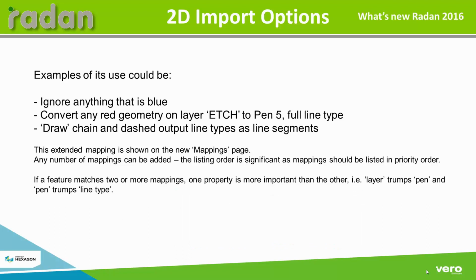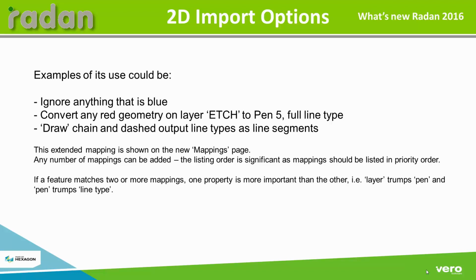Examples of its use could be: ignore anything that is blue, convert any red geometry on layer Etch to Pen 5 full line type, or draw chain and dashed output line types as individual line segments. This extended mapping is shown on a new Mappings tab.